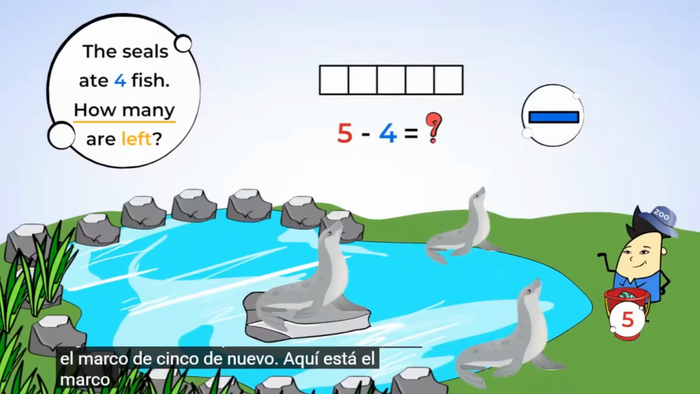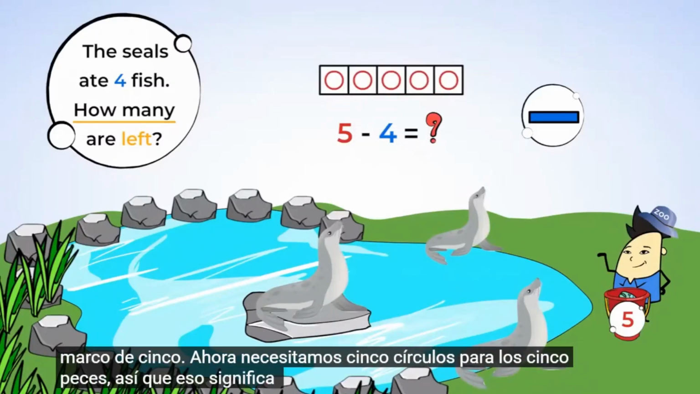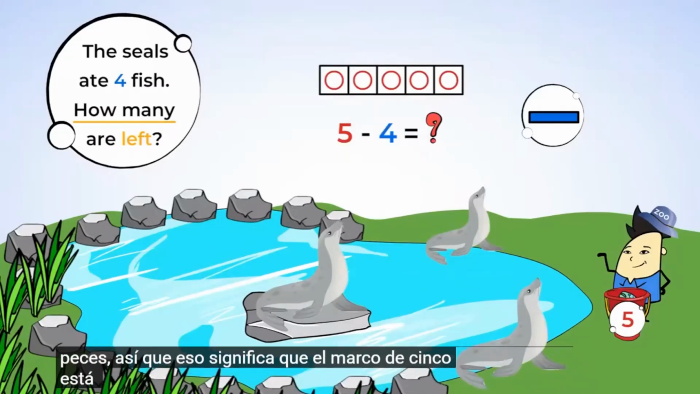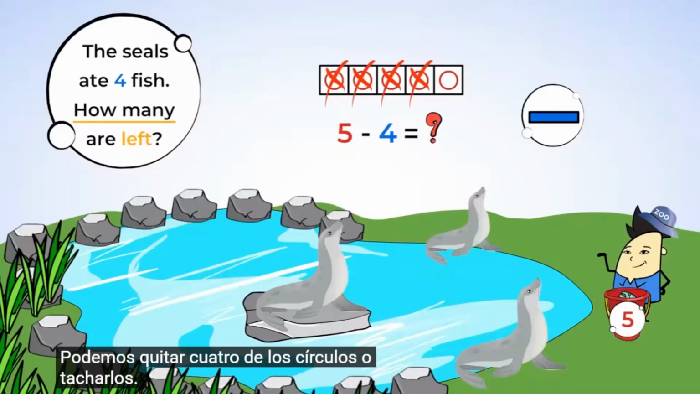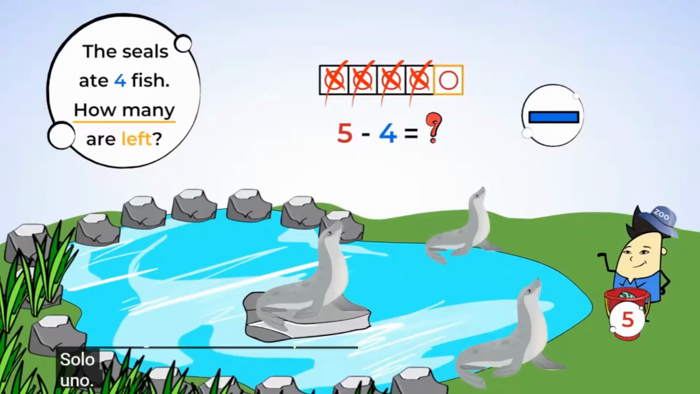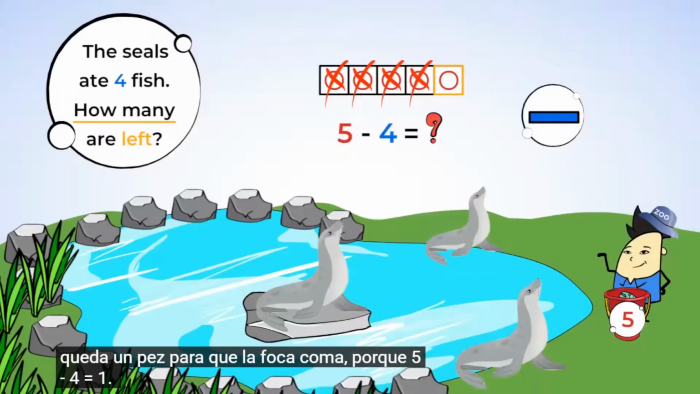Let's use the 5 frame again. Here's the 5 frame. Now we need 5 circles for the 5 fish. So that means the 5 frame is full. Now, 4 fish were eaten. So we can take away 4 of the circles, or cross them out. How many circles are left? Just 1. That means that there is only 1 fish left for the seal to eat, because 5 minus 4 equals 1. Let's write that down.